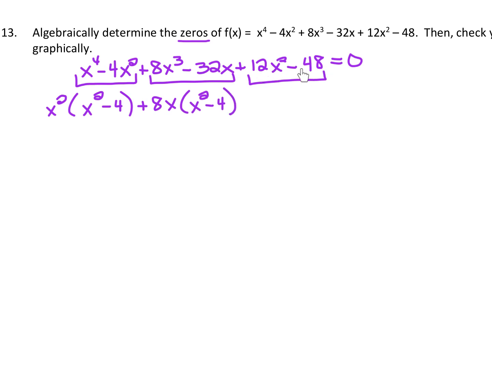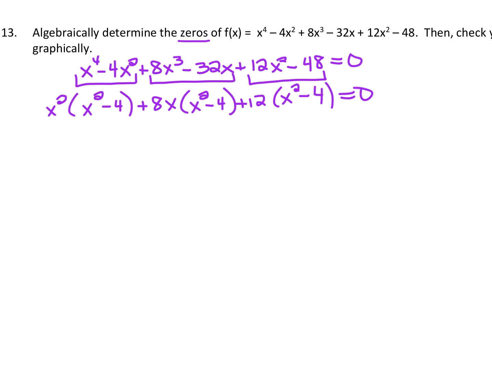Out of the last 2 terms, we could pull out really just a positive 12. And please don't just write 12, right? Don't do that. We have to put the plus sign in front of it. And when we do that, that leaves us with an x squared minus 4. So we know we're on the right track because all of our parentheses here say x squared minus 4. They say the same thing.